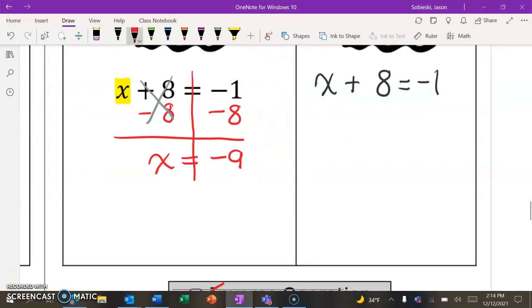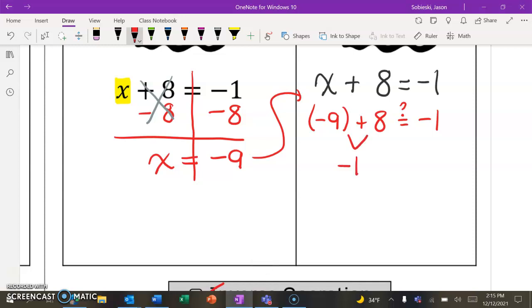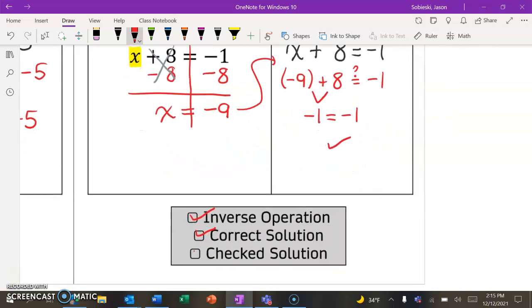So again, let's take what we think to be true and plug it in. Let's substitute it in to see if it gives us a true equality. Our goal is to figure out, does -9 plus 8 equal -1? If you punch that in your calculator, it definitely equals -1. So we can give ourselves a check mark. We know that x equals -9 has to be the right solution.